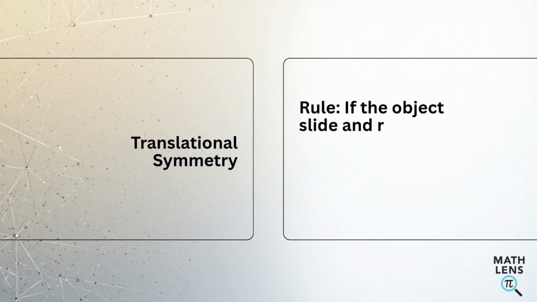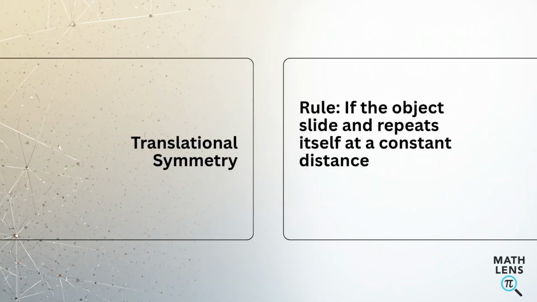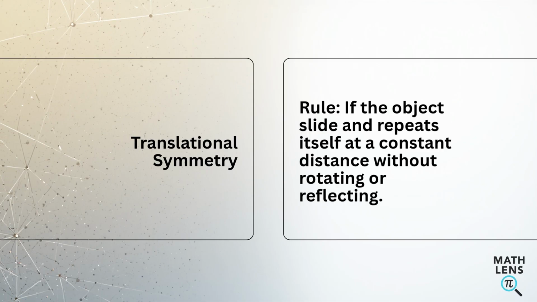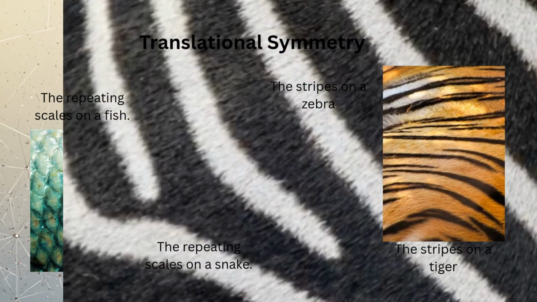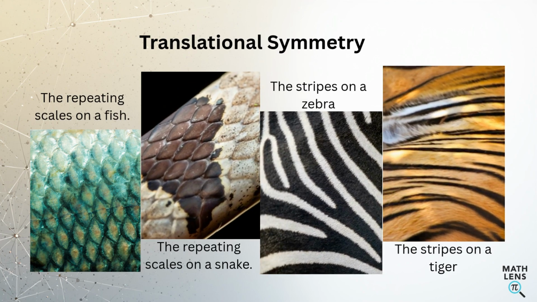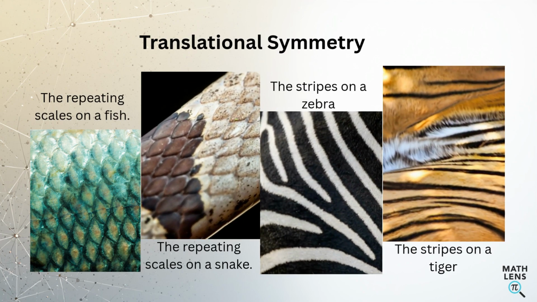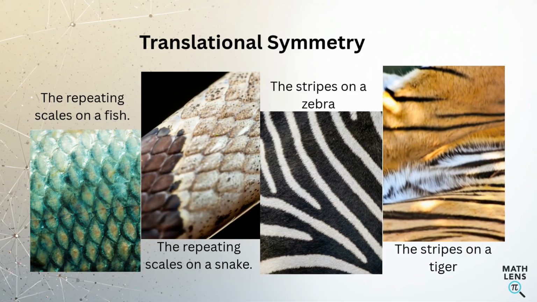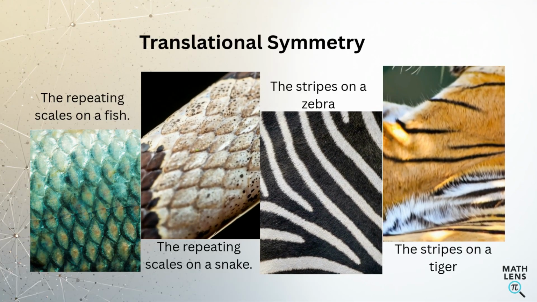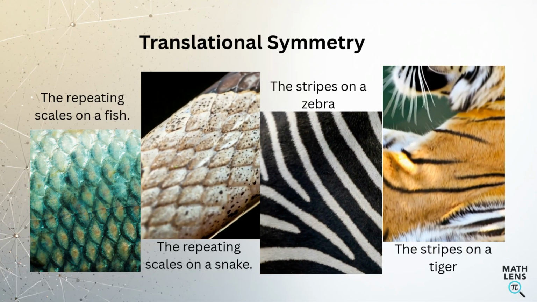Translational symmetry involves an object repeating itself through sliding without rotation or reflection. Examples include fish or snake scales and the stripes on zebras or tigers, both showcasing consistent patterns in nature. This symmetry is not only visually appealing but also functionally beneficial.